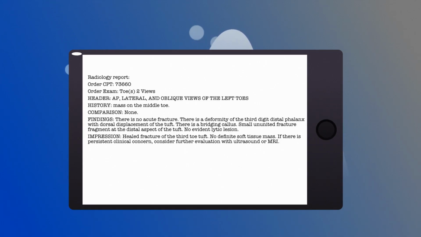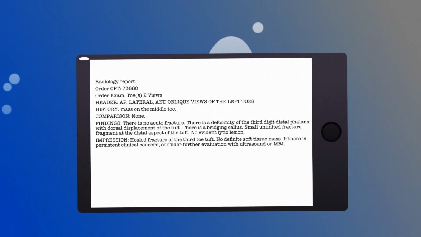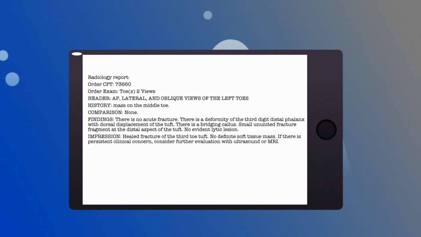Impression: healed fracture of the third toe tuft. No definite soft tissue mass. Recommend MRI or ultrasound if clinical suspicion persists. Let's look at the views: AP, oblique, and lateral. That's a total of 3 views. This qualifies for CPT code 73660, left radiologic examination, toes, minimum of 2 views.